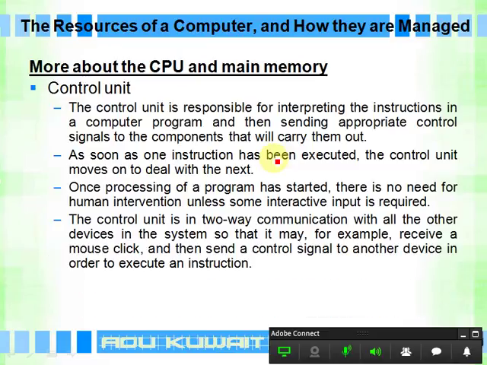More about this CPU and the memory. The control unit is responsible for interpreting the instructions in a computer program and sending the appropriate control signals to the components that will carry them out. As soon as one instruction has been executed, the control unit moves to deal with the next instruction. It will process instruction by instruction.